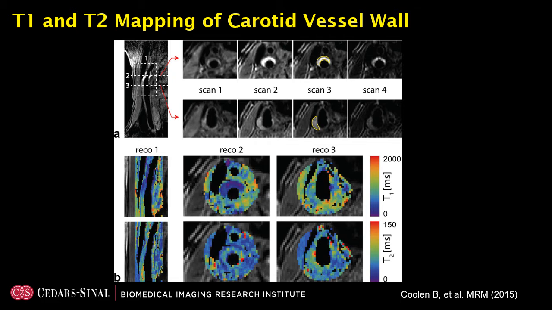This technique can provide nice joint T1 T2 mapping in 3D. However, it does require separate scans, which necessitates the need for image registration, and also the dual flip angle approach requires separate B1 mapping.